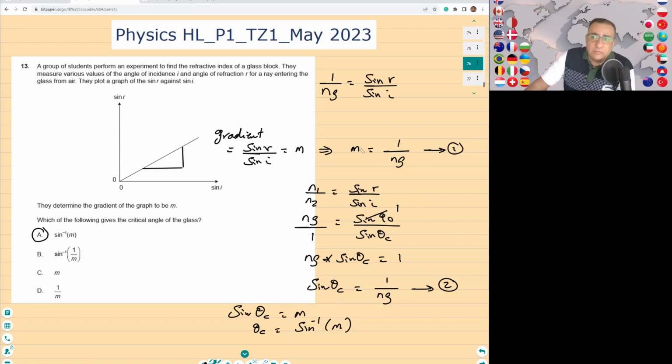The same question was number 16, as I mentioned before, in Paper 1 SL May 2023, time zone 1. The bottom line: every time you see critical angle or total internal reflection, you have to keep in mind the ray has to pass from a more optically dense medium to a less optically dense medium.